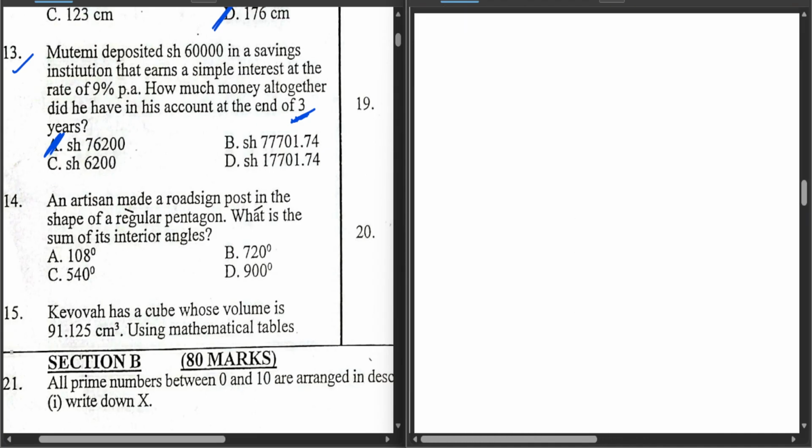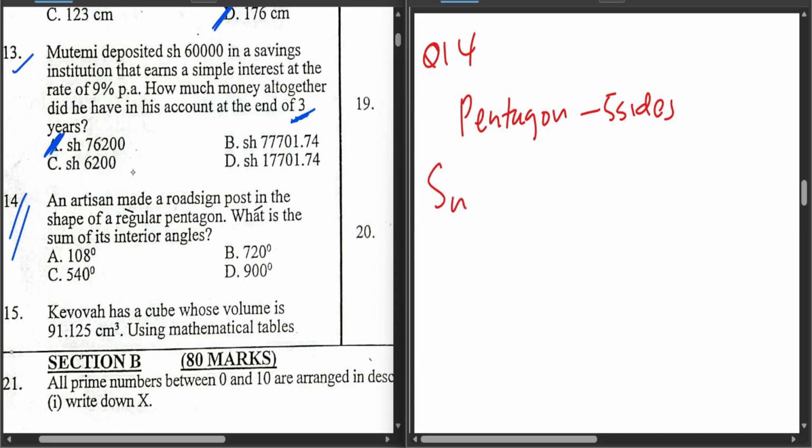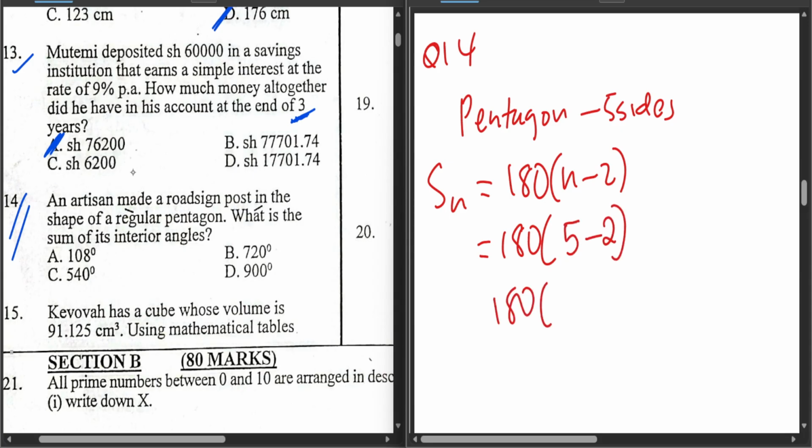Now let's go to question 14. An artisan made a road sign post in the shape of a regular pentagon. A pentagon has how many sides? It has 5 sides. What is the sum of its interior angles? Now, the sum of interior angles is given by 180 into bracket n minus 2. So 180 times 5 minus 2, which is 3. 180 times 3 is going to give you 540. 540 degrees. So that is your answer.